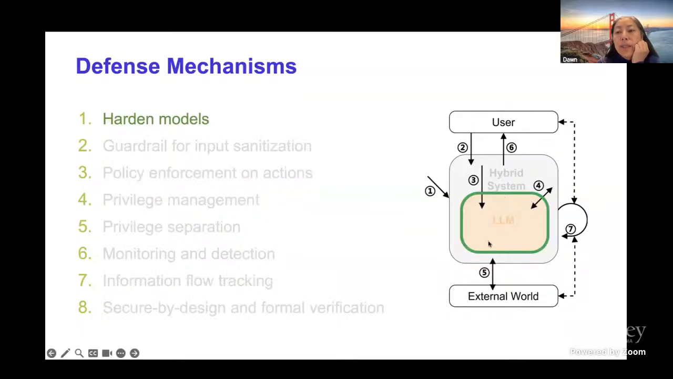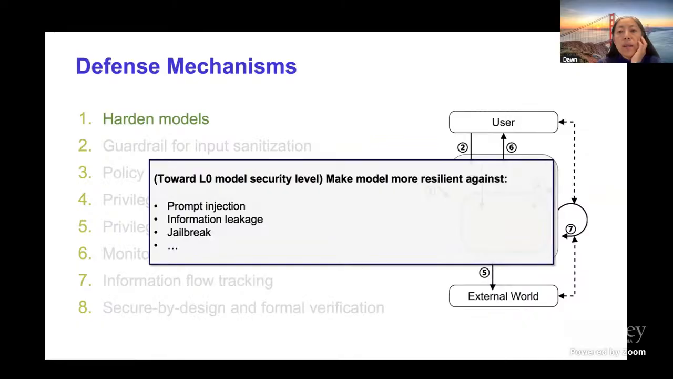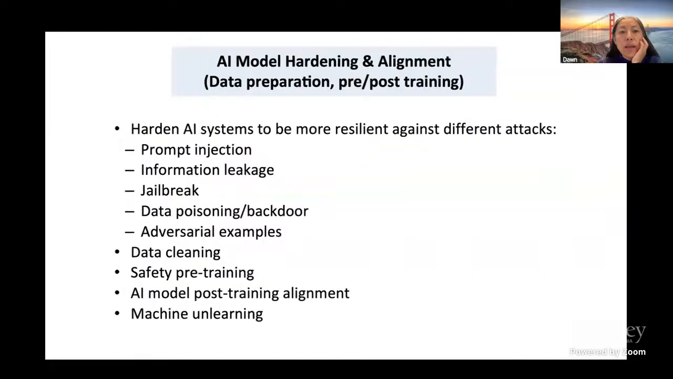Again, many of the issues are due to vulnerabilities and limitations of the large language model itself. So ideally, we would like to make the model more resilient against different types of attacks, such as prompt injection, information leakage, jailbreak, and so on. And in fact, this is a very important and active area of research. We can harden the model against many different types of attacks, including prompt injection, information leakage, jailbreak, data poisoning, adversarial examples, and so on.